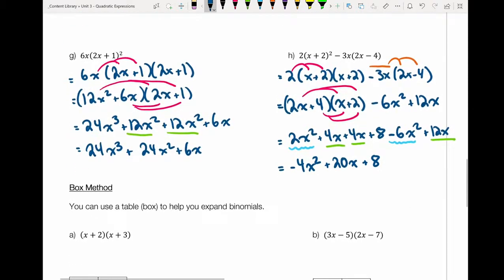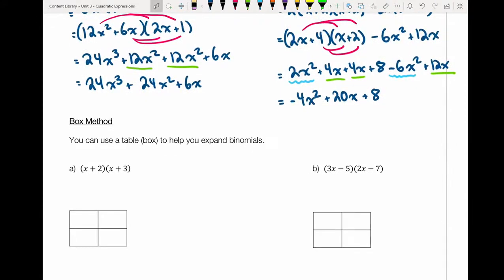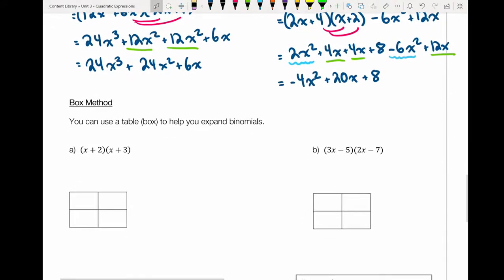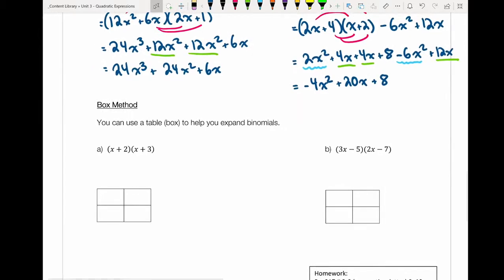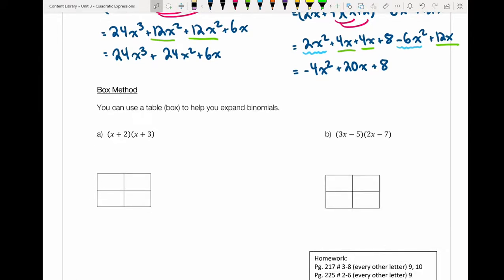So FOIL is one way that you can use. It's kind of the most common way. You can also use a box method to help you expand binomials. What the box method is, here we have a box. I'm going to take one bracket or one binomial and put it on one side. I'm going to split it up and take the other and put it on the other side. So I have x and 2, x and 3. And each box is going to represent something similar to a multiplication table.